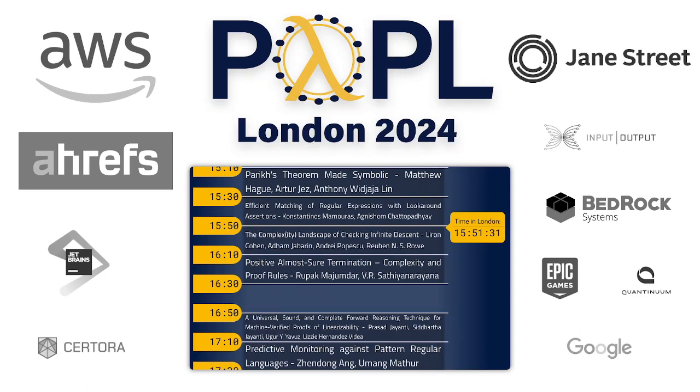The talk will be given by Reuben, and it's going to be, as it says, on the complexity landscape of checking progress in circular proofs.